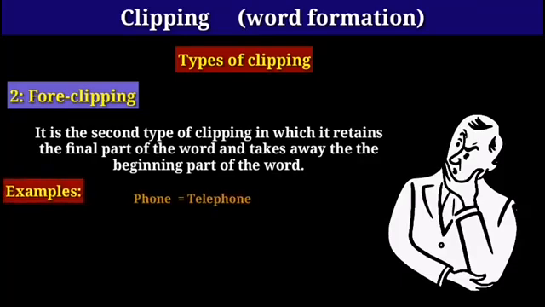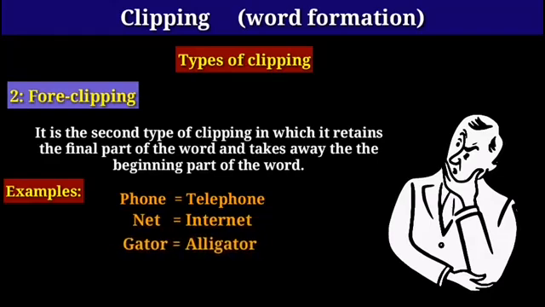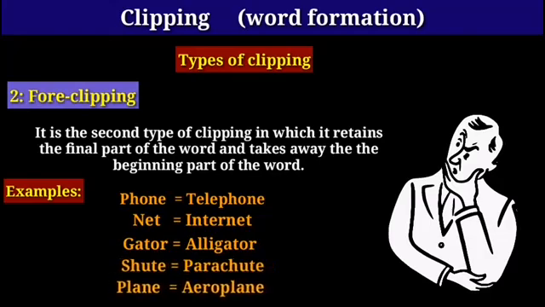For example, phone instead of telephone, net, internet, gator, alligator, chute, parachute, plane, aeroplane, and so on. This is called fore clipping. It retains the final part of the word and takes away the beginning part of the word. So we have studied back clipping and fore clipping, two types of clipping.